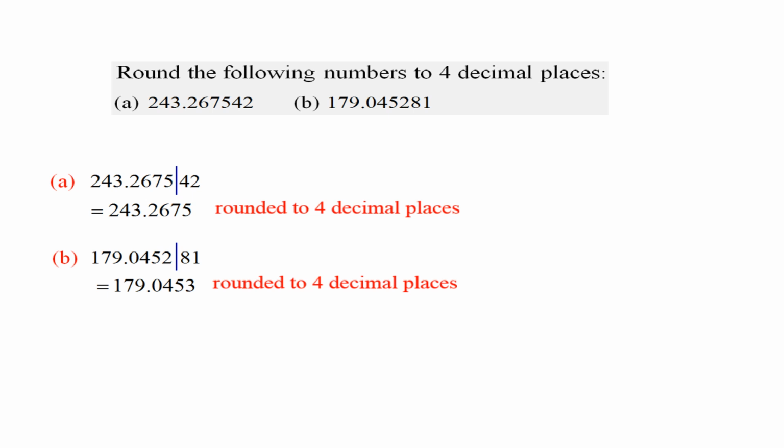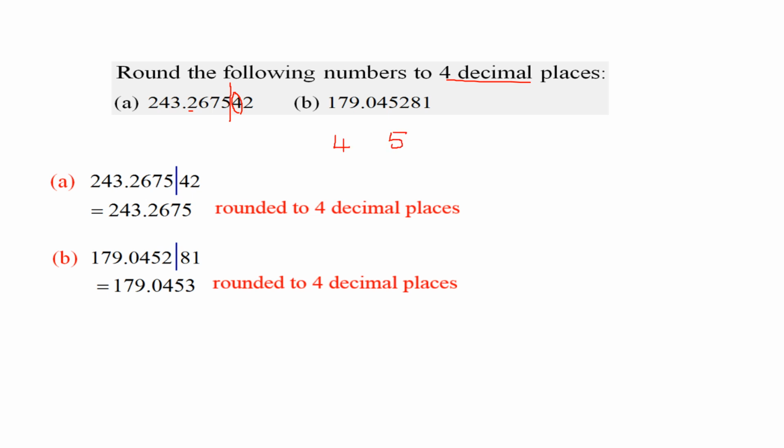Next, we have to round the following numbers to 4 decimal places. So we need to give only 4 decimals, but in the question we have 6 decimals: 1, 2, 3, 4, 5, 6. So we need to remove 2 places of decimals, the 5th and 6th place. But before removing the 5th and 6th place, you consider the number in the 5th place of decimal, and always compare it with 5.